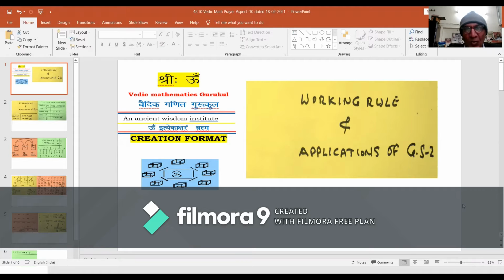Welcome. We are visiting the working rules of Ganita Sutras. Today, we shall be visiting the working rule and applications of Ganita Sutra 2.